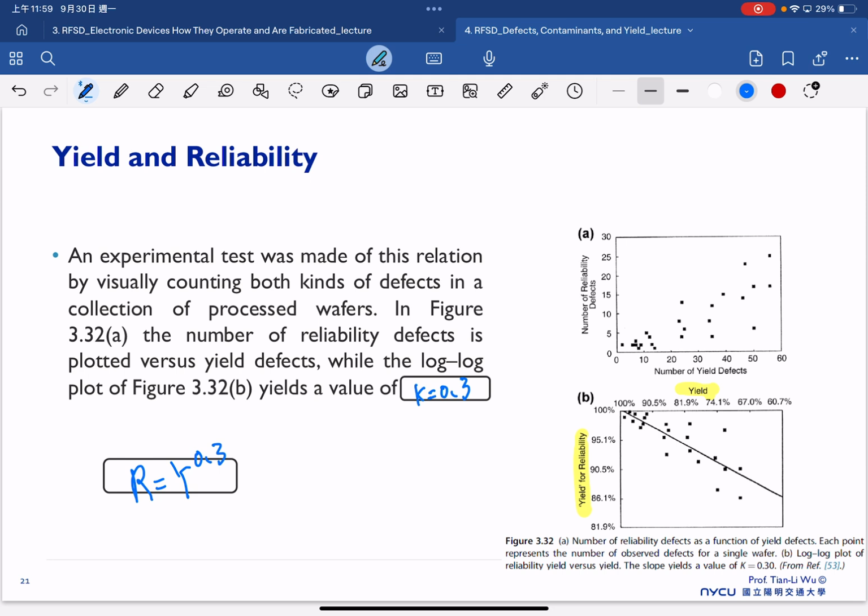So this, in the end, for practical consideration, is very useful, because we can start to estimate what defect area can impact reliability, or what kind of defect area will impact the yield.